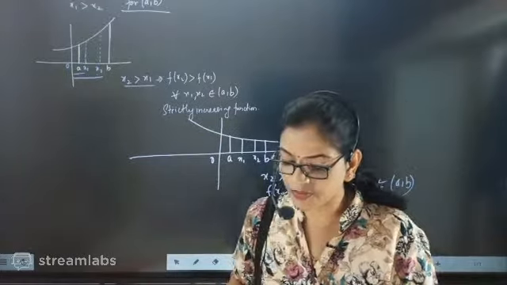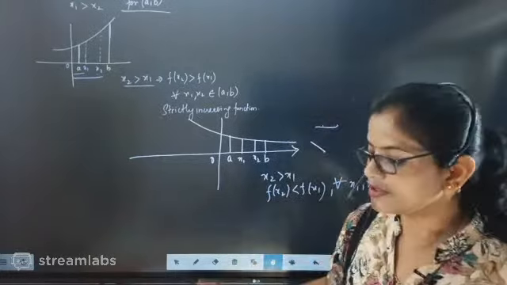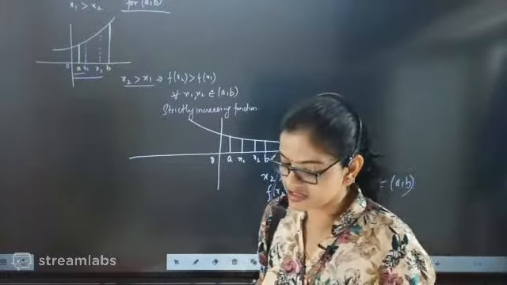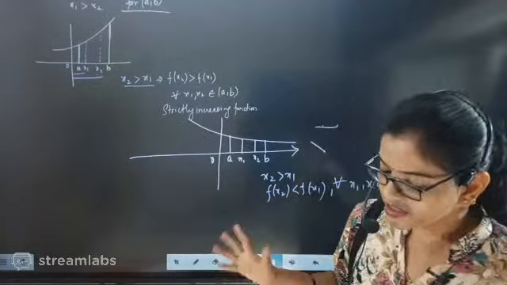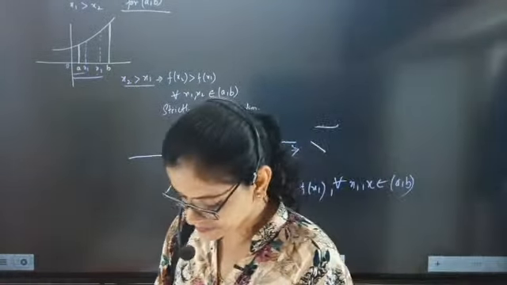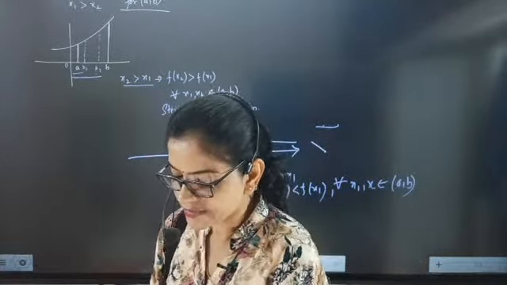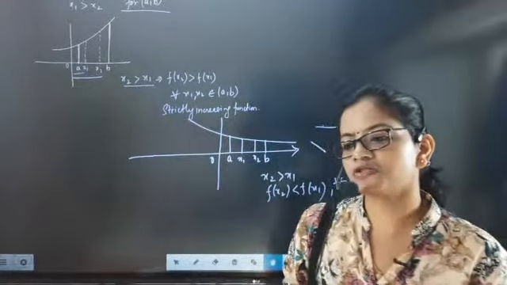f of x2 is what beta? f of x2 is less than. Clear na Harish? Everyone understood beta, strictly increasing and strictly decreasing function? Yes. So shall we go for some questions and try to understand the case for strict increasing or strict decreasing?